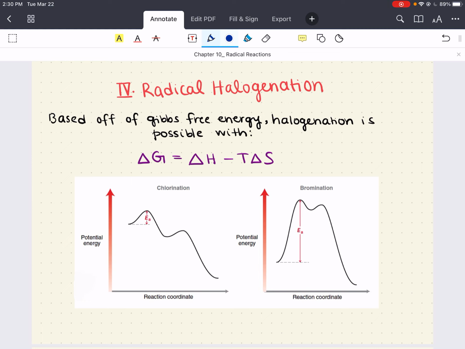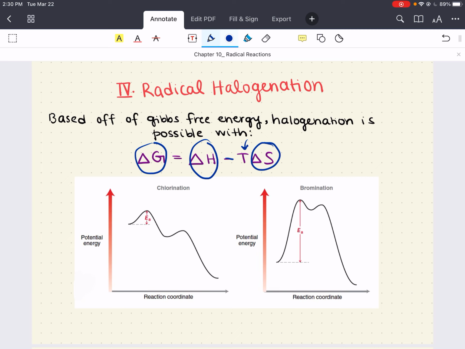So let's refresh on the Gibbs free energy equation. Our Gibbs free energy, delta G, equals the change in enthalpy, which is our delta H term, minus temperature multiplied by the change in entropy, shown here as delta S.